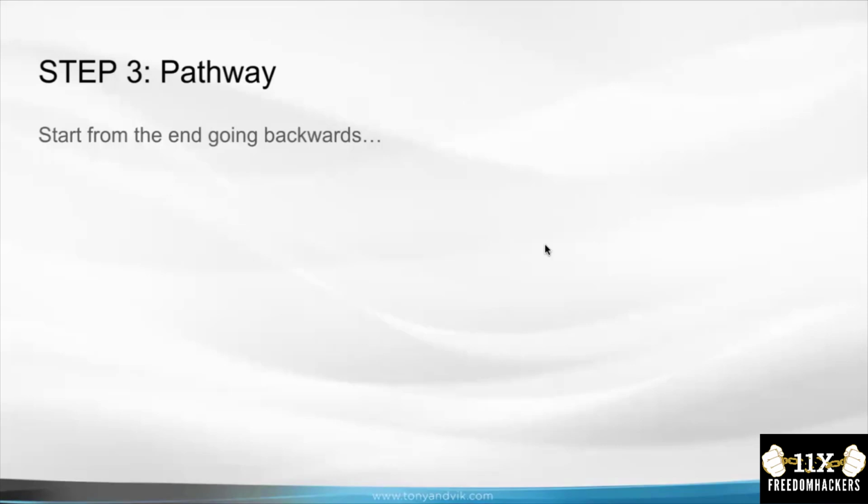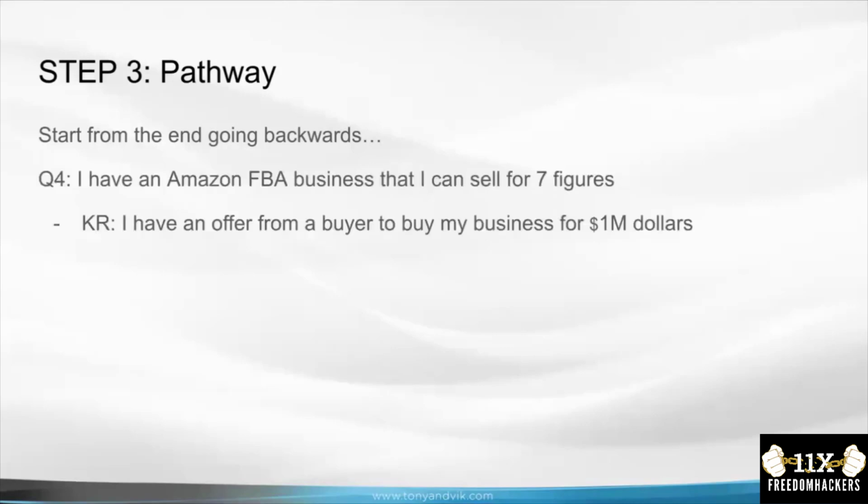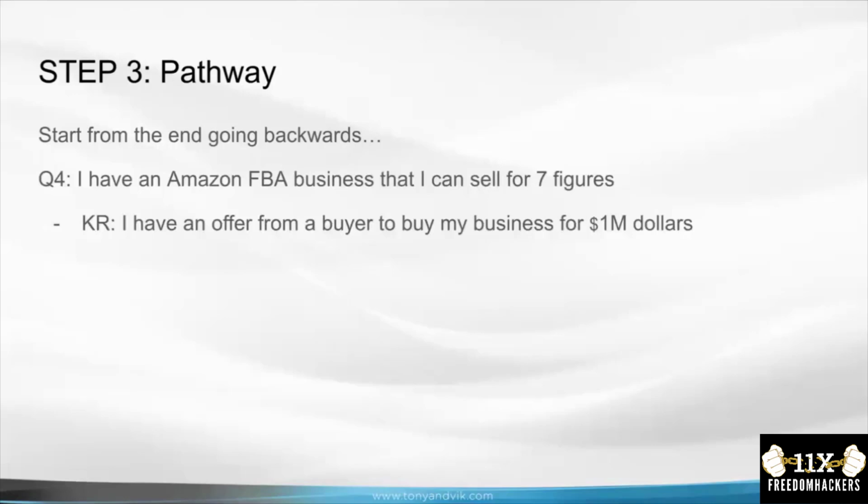So that's the reason why it often makes more sense to start from the end and go backwards instead. Let's say in the last quarter, after one year, we defined that you want to have a 7-figure business, meaning someone would pay 1 million. Let's ask what makes this true? We could say the objective is that I have an Amazon FBA business that I can sell for 7 figures. So a key result could be that I have an offer from a buyer to buy my business for $1 million. That's pretty concrete, right? If we have an offer, then we know the business is valued at 7 figures.